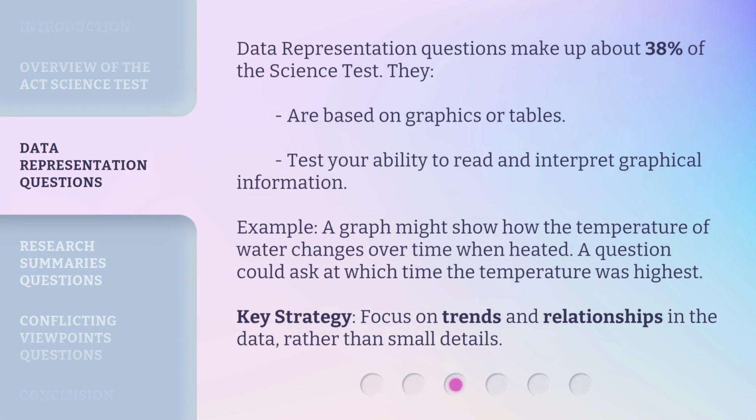Data representation questions make up about 38% of the science test. They are based on graphics or tables. They test your ability to read and interpret graphical information. Example: a graph might show how the temperature of water changes over time when heated. A question could ask at which time the temperature was highest. Key strategy: focus on trends and relationships in the data, rather than small details.